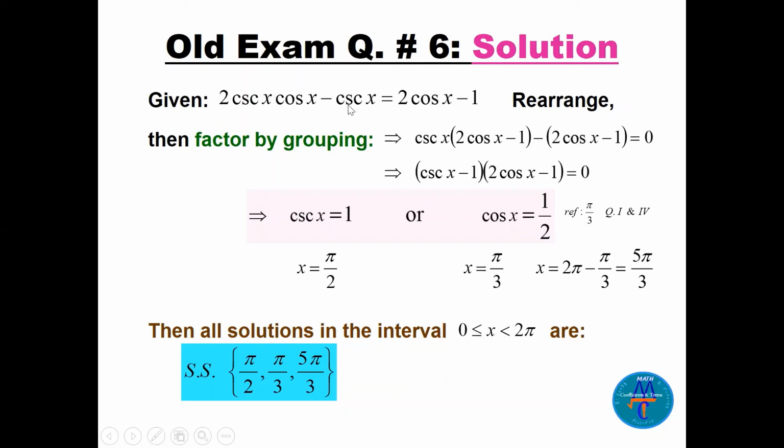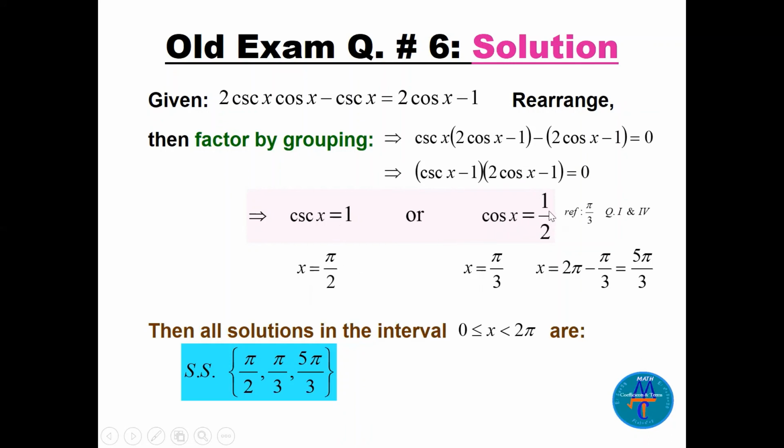In the first two terms, I take cosecant of x in the bracket will be 2 cosine of x minus 1, which is the same here. So that will be a common factor. And now we have cosecant of x minus 1 times that one. Now, cosecant of x is equal to 1 here, you see. In the other question, question number 5, it was cosecant of x equal to 0, rejected. Go back and see it. And here we have cosecant of x is equal to 1. So the x can be pi over 2. So there's one angle here.